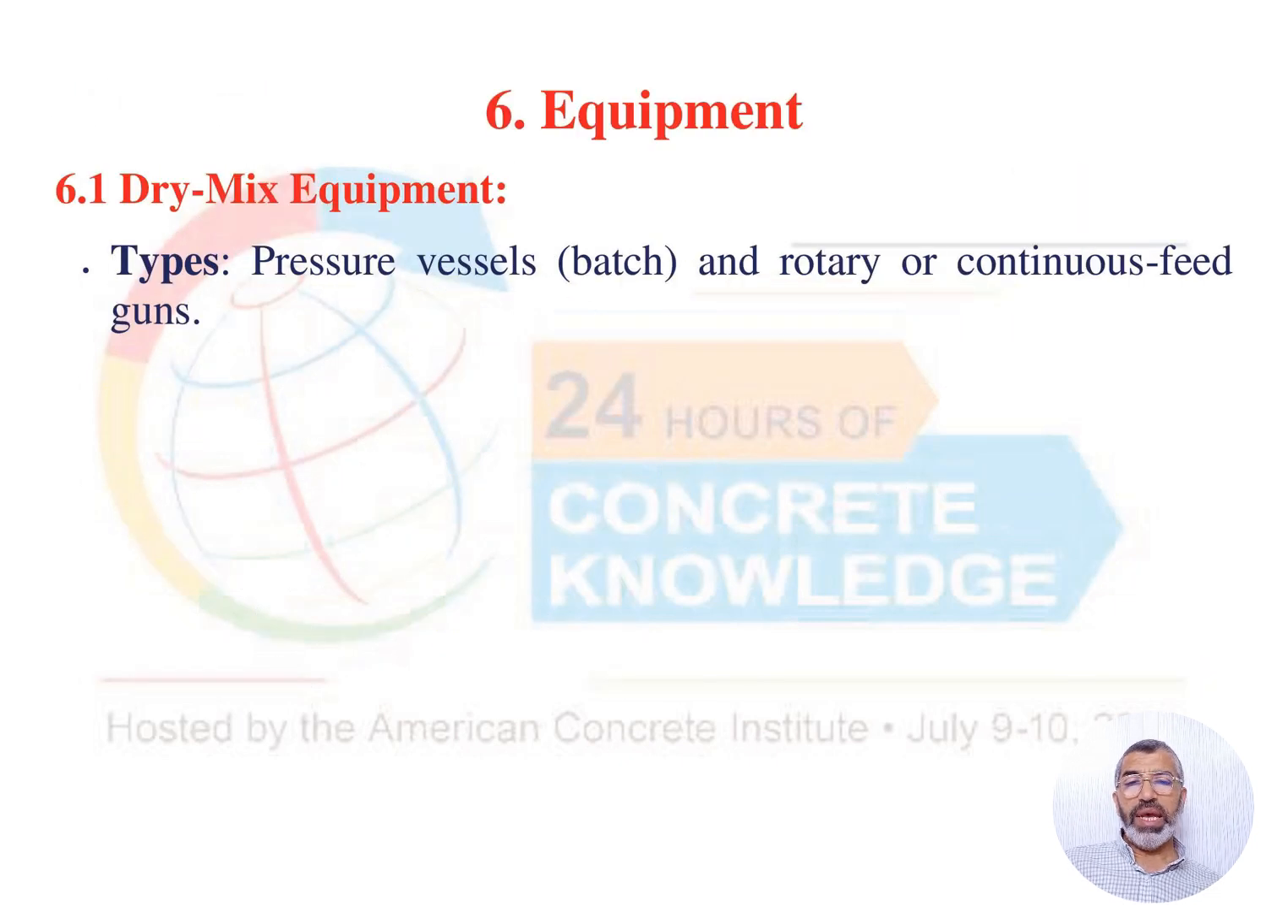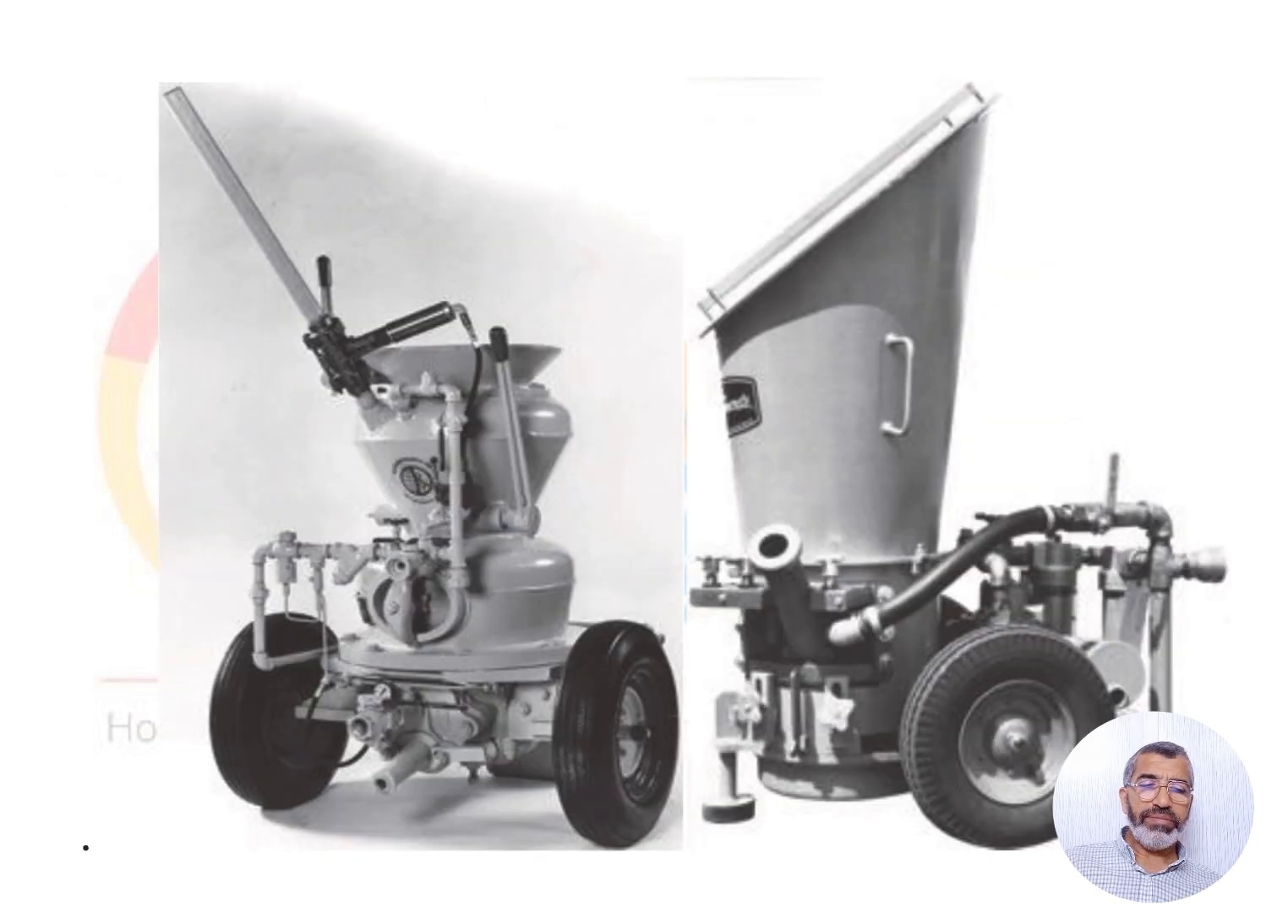Now coming to the sixth topic, the equipment used in shotcreting. We have, as we know, two main types of shotcrete processes. For the dry mix equipment, there are two main types: pressure vessels, which are batch, and rotary or continuous feed guns. We won't go in depth into the details of this topic, but only show these pictures as samples of dry mix equipment, as you see here.